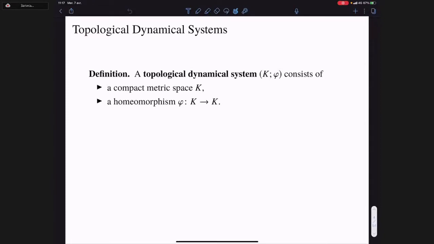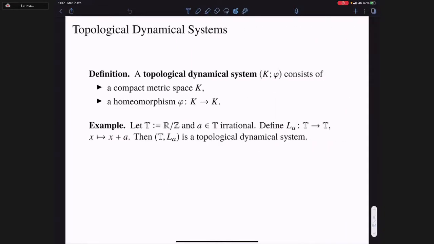Okay, let's look at a brief example, which will also be important later on. So we have the one-dimensional torus, R mod Z, and some irrational element a. Then we can define a translation, or we could also say rotation, of this space with this element a. And this then forms a topological dynamical system, a very simple one, but one nonetheless.